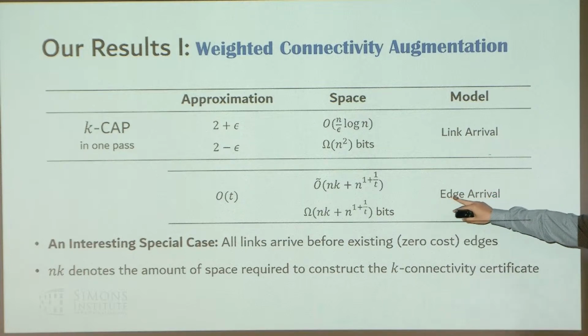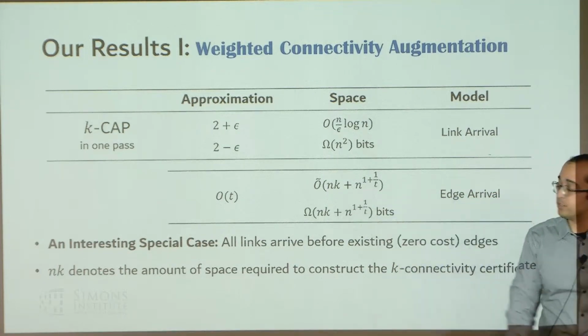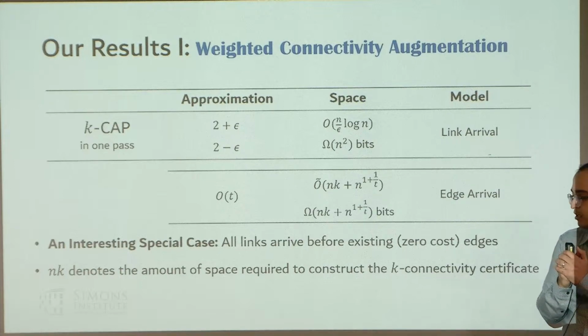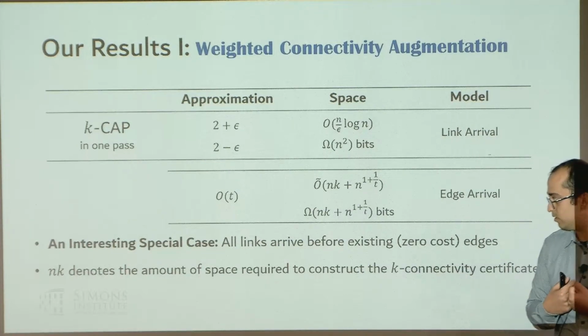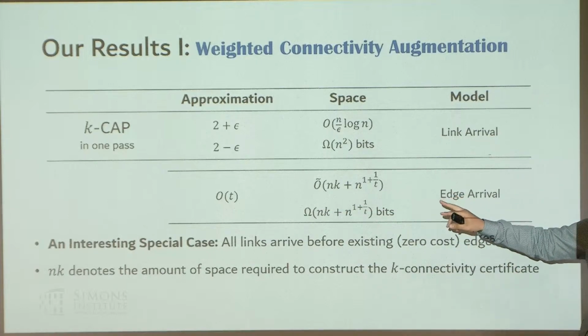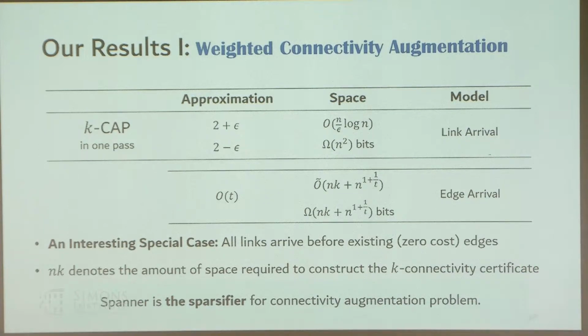Also, if you look at the terms for the upper and lower bounds, this complexity has 2 terms. One is nk and the other is n to the 1 plus 1 over t. The nk part comes from the compact representation that we need to keep for the original edges in the graph; this is basically the k-edge-connected certificate. The other one, an order t approximation with n to the 1 plus 1 over t, resembles the spanner, right? And that's indeed the case. We show that a spanner is the sparsifier for the connectivity augmentation problem.